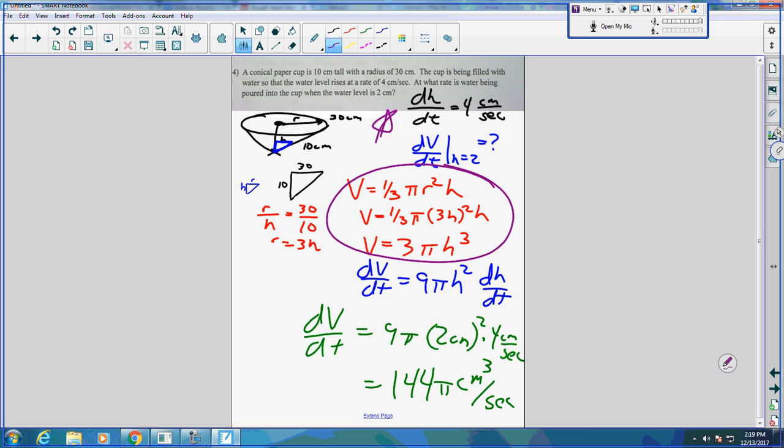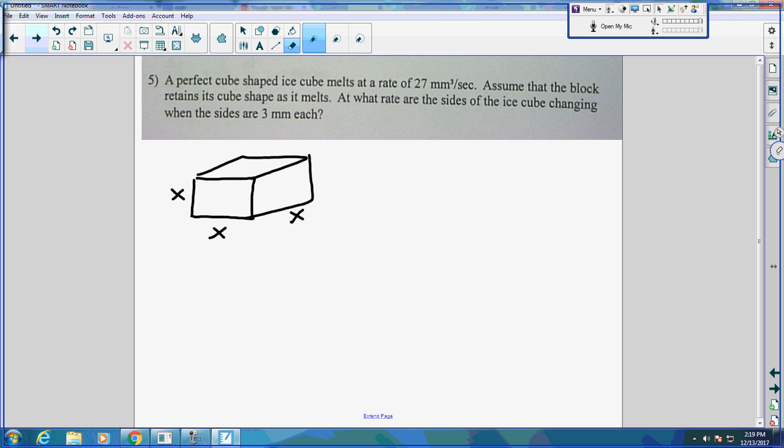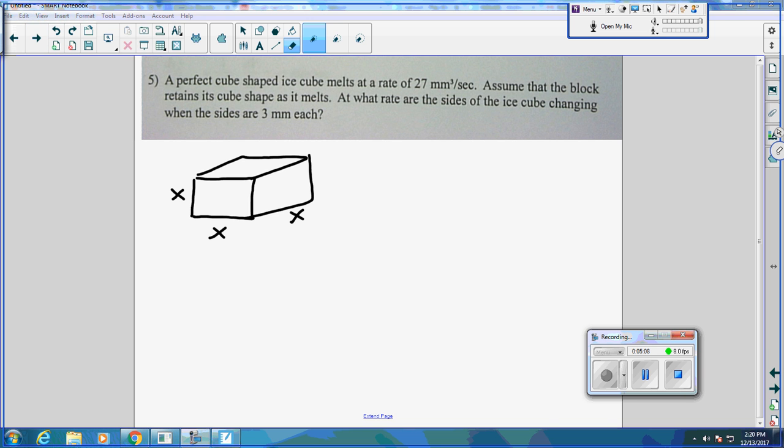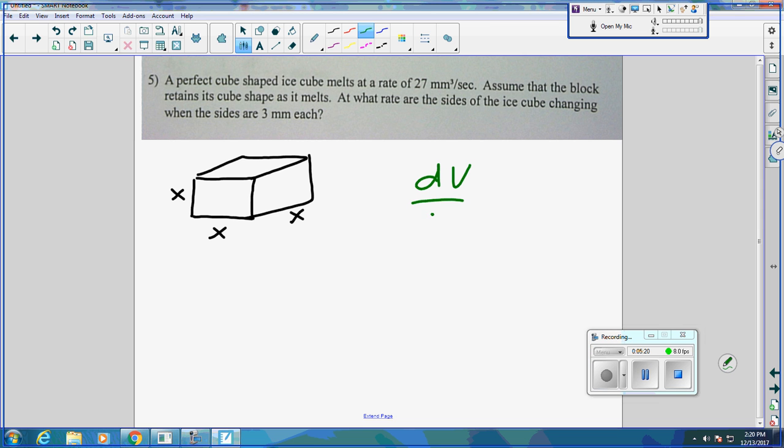All right, last problem. We've got a cube problem to work on. A perfect cube of ice melts at a rate of 27 cubic millimeters per second. Guys, you see the cubic millimeters? It's dV/dt equals 27. And it is melting, so it has to be negative. The volume is getting smaller. It doesn't say negative, but melting is negative. Assume the block remains cube shaped as it melts. That doesn't happen, by the way, guys, but we'll assume it.